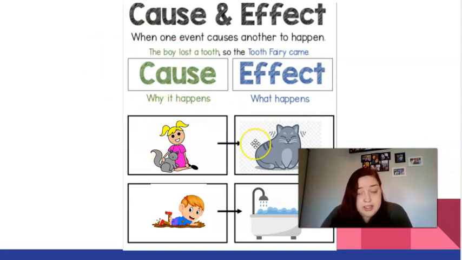So why is the cat purring? Because the girl is petting her. Or what happens because the girl is petting her? The cat is purring. Let's try this other example. I'll start with cause. Why does a boy need a bath? Because he fell in the mud. What happened because he fell in the mud? The boy needs a bath. Cause leads to effect, but we can also discover the cause when we look at effect.